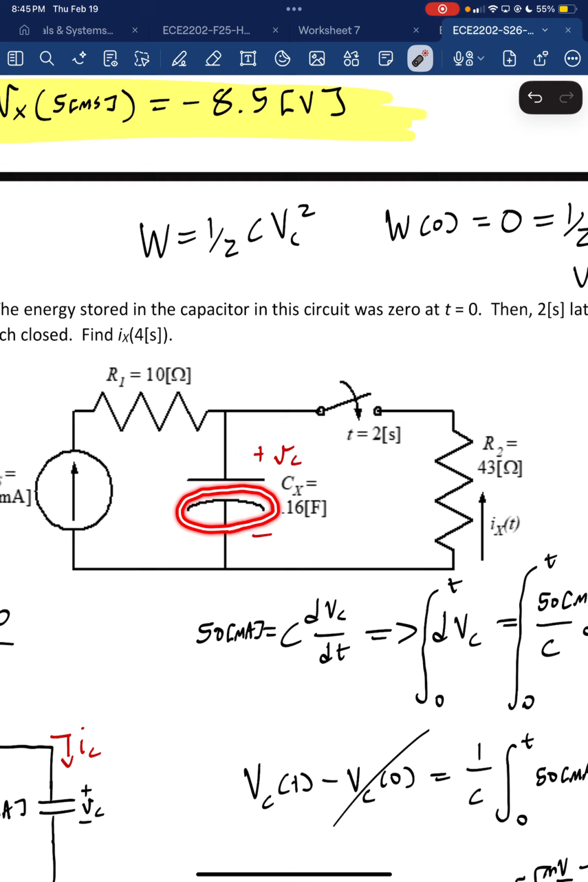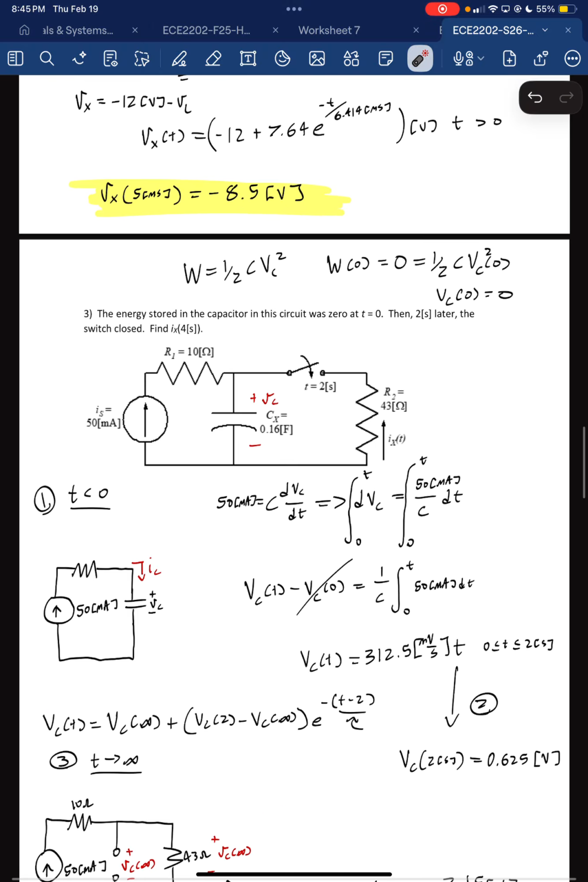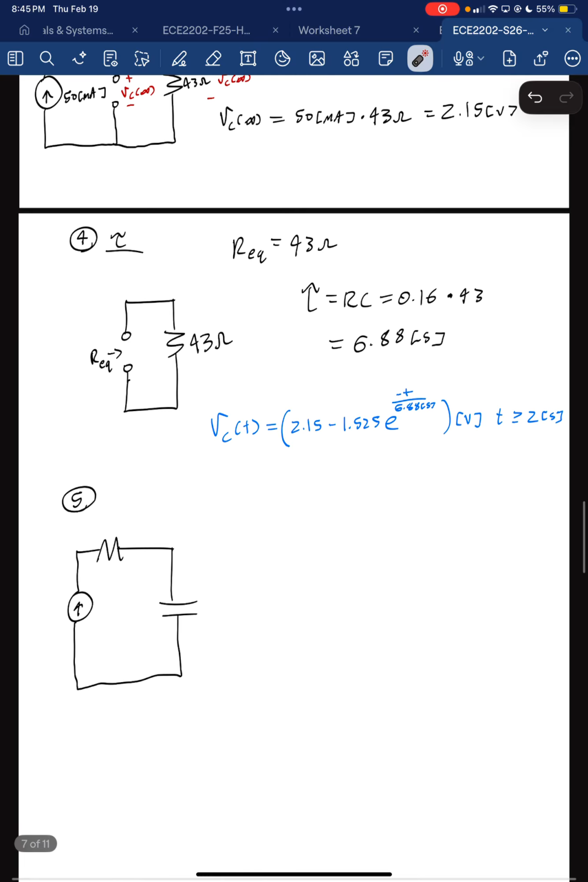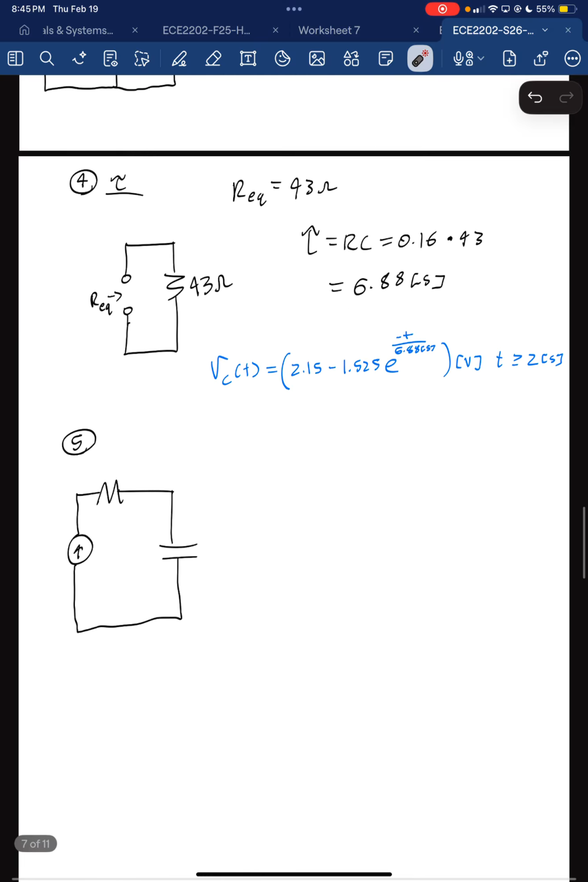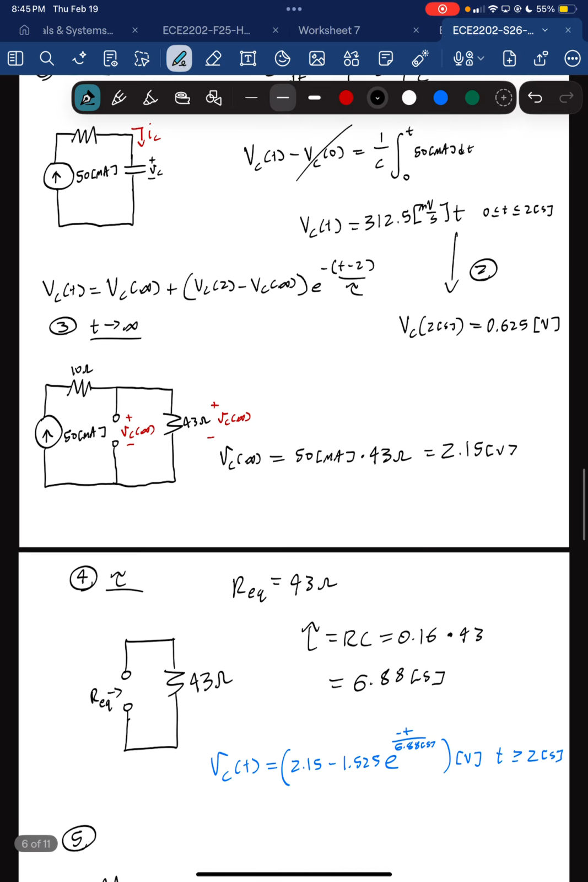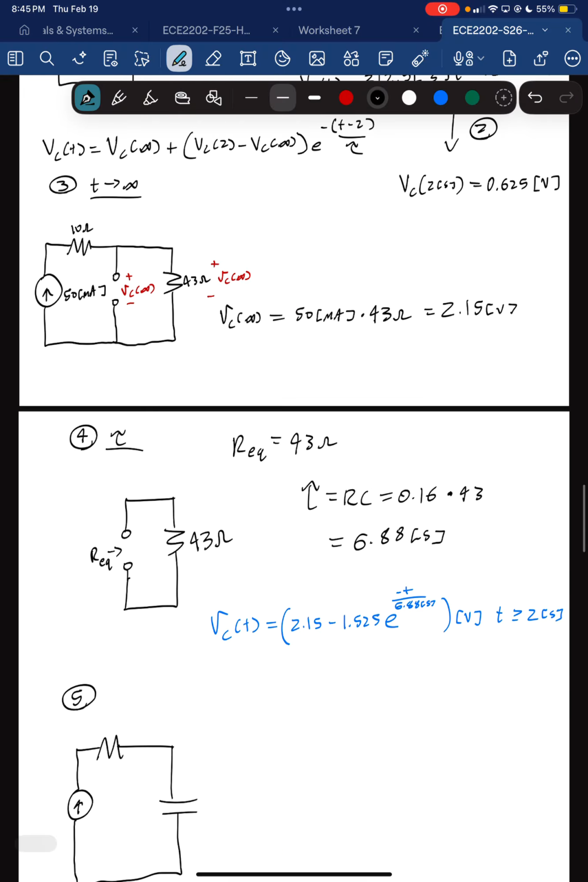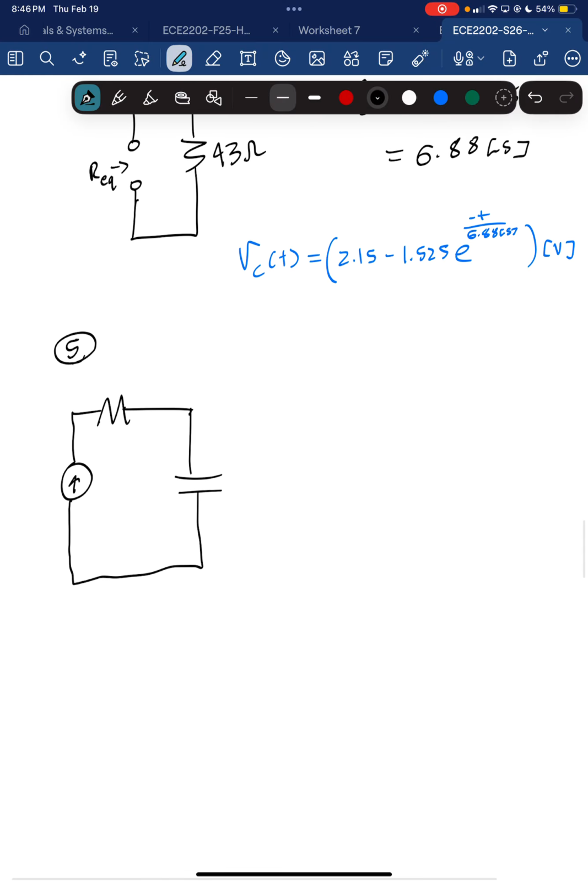This curved line denotes the negative side of a capacitor. So technically this is the only way you can define the voltage. So sidebar, just remember that the curved side is the negative. All right, now let's finish drawing the circuit.